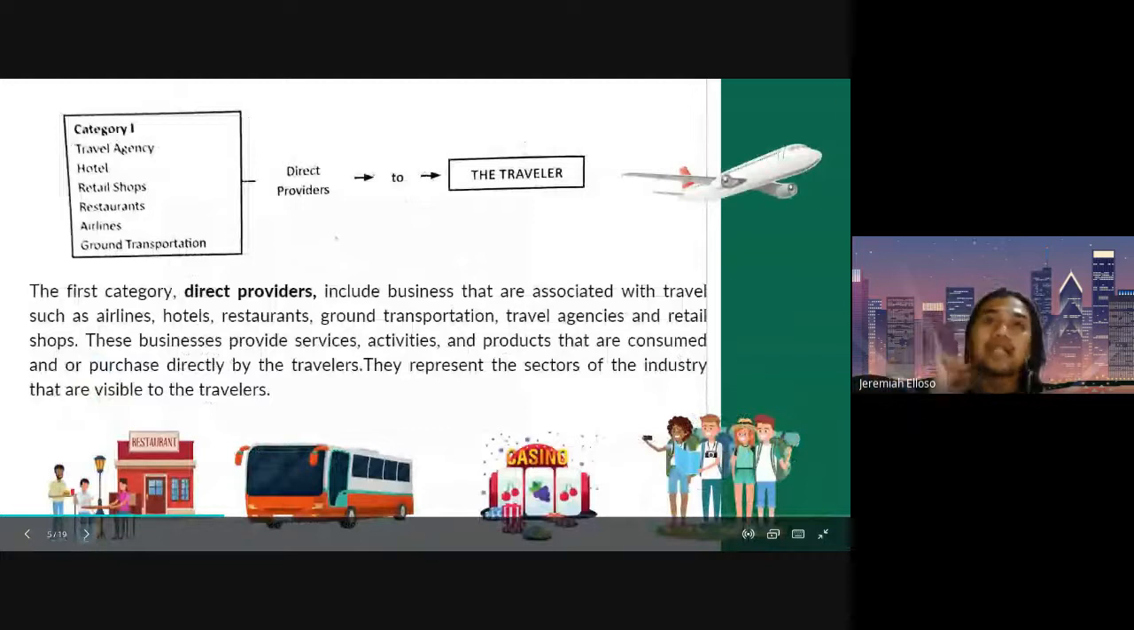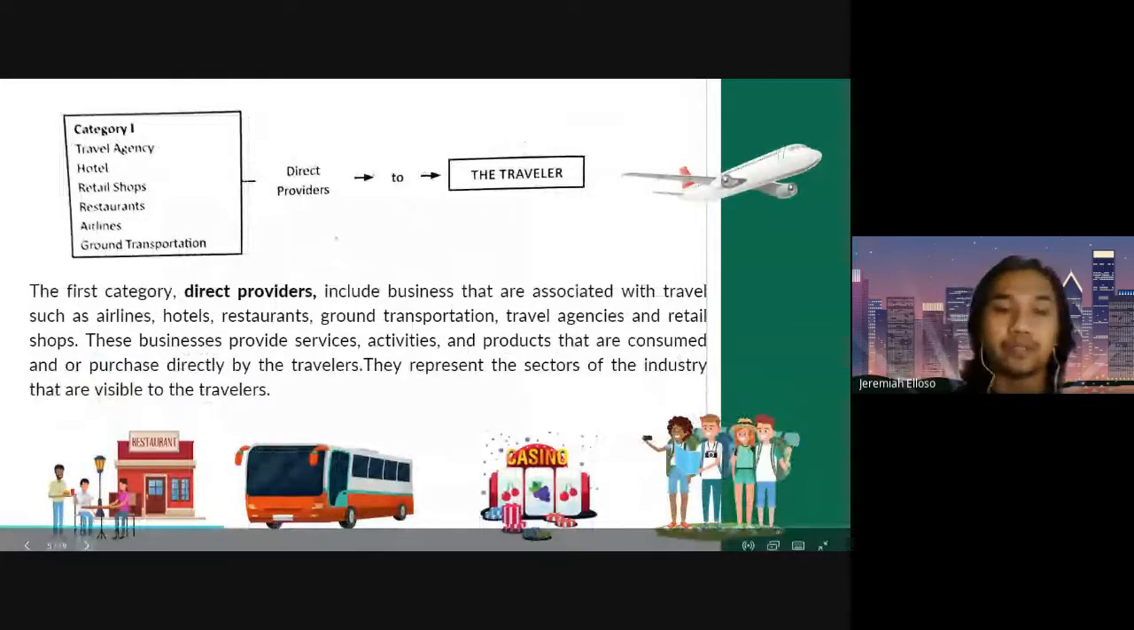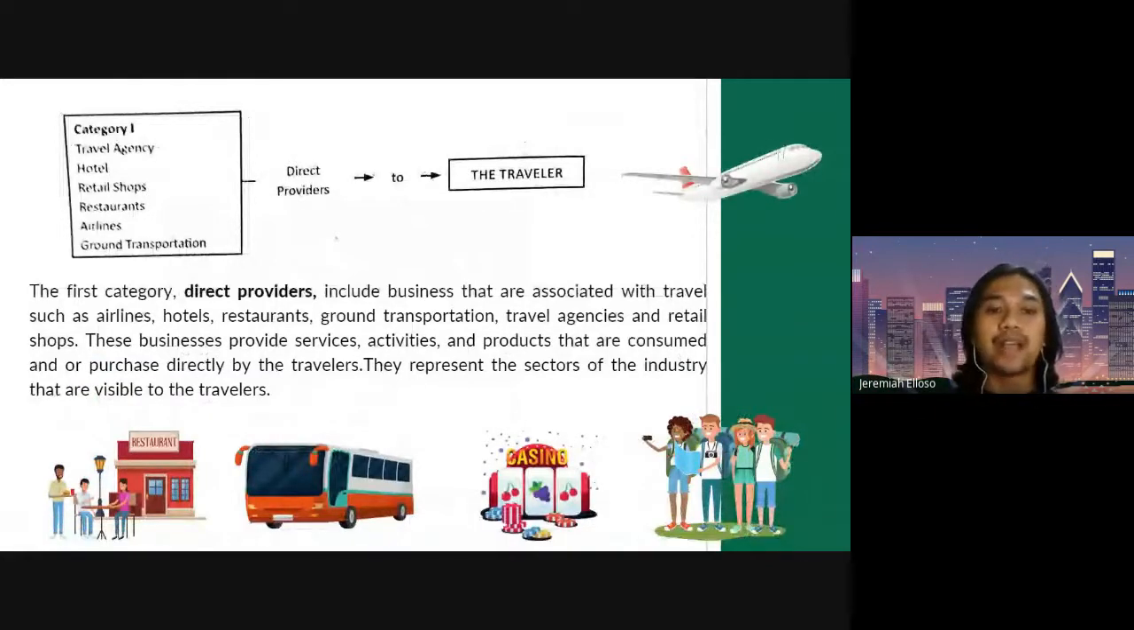Okay, so let's have first the category one, such as the travel agency, hotels, retail shops, restaurants, airlines, and ground transportation. We call this the direct providers, okay? And these businesses provide services, activities, and products that are consumed and purchased directly by the travelers. They represent the sectors of the industry that are visible to the travelers.